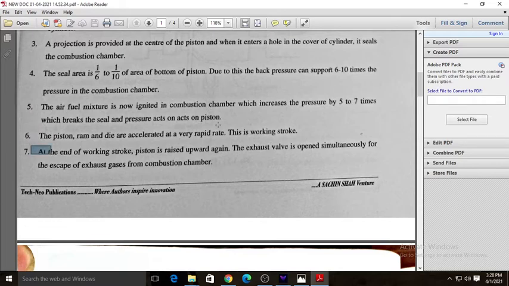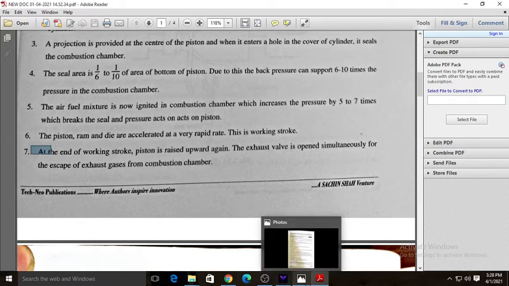At the end of the working stroke, the piston is raised upward again. The exhaust valve is open simultaneously for the escape of the exhaust gases from the combustion chamber. So here it is the working. Working is much similar to the compression ignition engine.